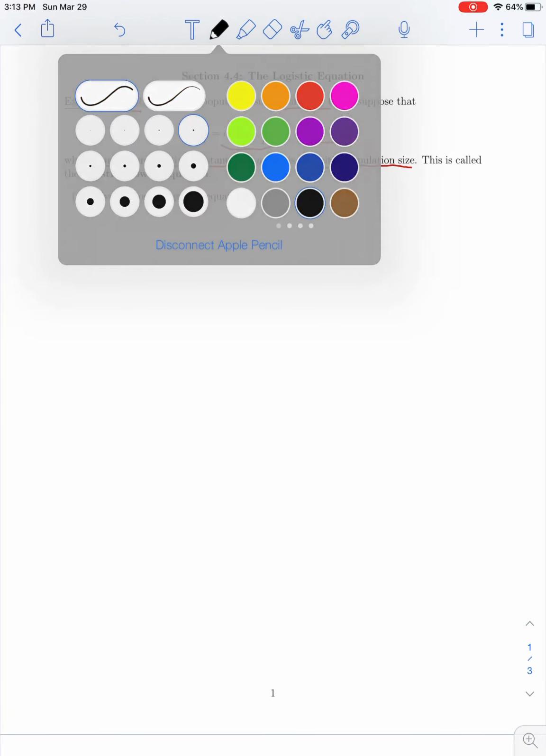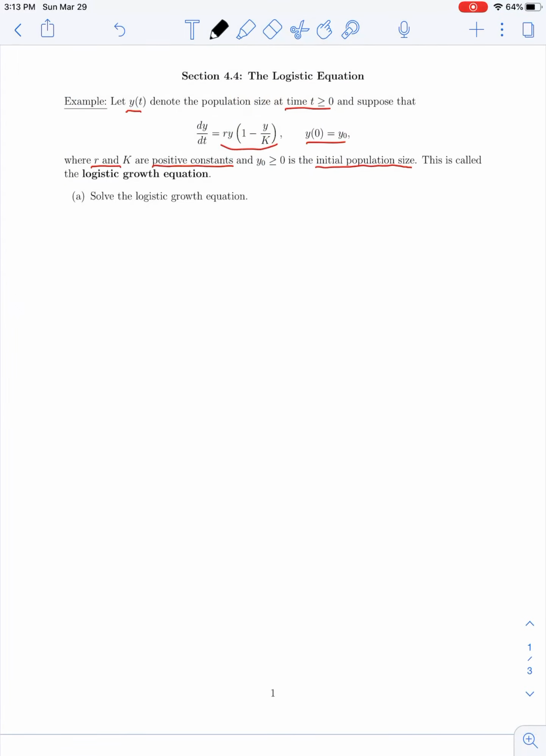So in part A of this example, we're asked to solve this logistic growth equation, and it is a separable equation. So in order to solve this equation, we would start by separating our variables. If I move everything with a y to the left-hand side, we would have dy over y times 1 minus y over k is equal to, if I move everything with a t to the right-hand side, the constant r times dt. So now, once we've separated our variables, we can integrate on both sides.